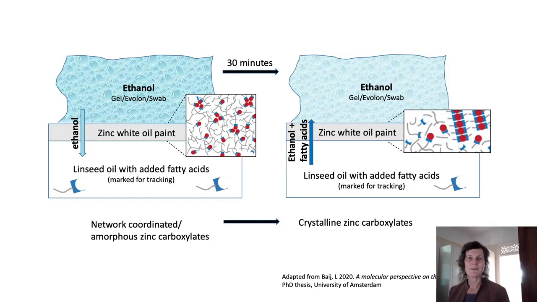In the Amsterdam research, a model zinc white oil paint was exposed to ethanol as if being cleaned. Solvent diffusion mobilized free fatty acids contained in a separate layer below the zinc white paint and transported them into the upper layer where zinc soaps formed. While short duration ethanol exposures did not obviously alter the existing amorphous network bound zinc carboxylates, exposures of 30 minutes triggered significant soap crystallization in the paint.